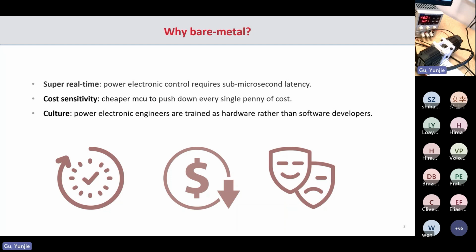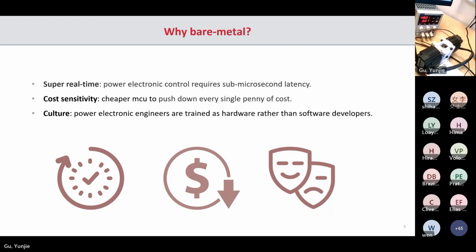The electronic industry operates in terms of economy of scale. Say an inverter is sold 1 million times each year. If we can push down a single penny of cost on any of these products, it's a fortune. So people use cheaper MCUs to push down the cost. And because of the lack of capacity on these MCUs, you can only use bare metal to realize the functions.